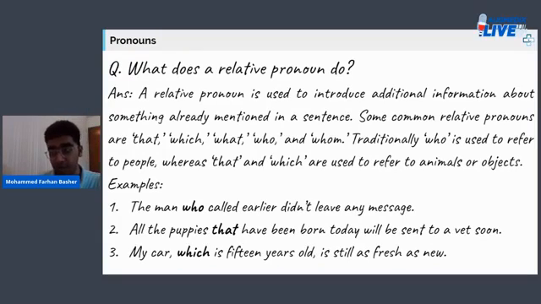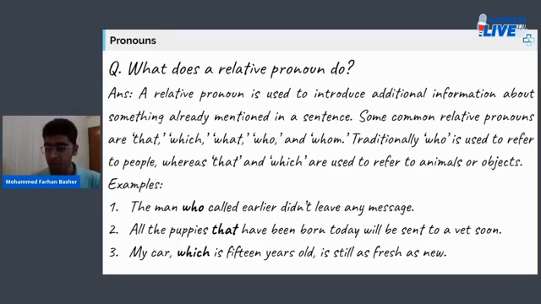All the puppies that have been born today will be sent to a vet soon. Here, you want to talk about puppies. Now, the main information is that the puppies will be sent to a vet soon. But not only that, you do want to mention that the puppies have been born today. So in order to add this additional information, you need a relative pronoun to help you out with the process. And in this case, that relative pronoun is that. All the puppies that have been born today will be sent to a vet soon.